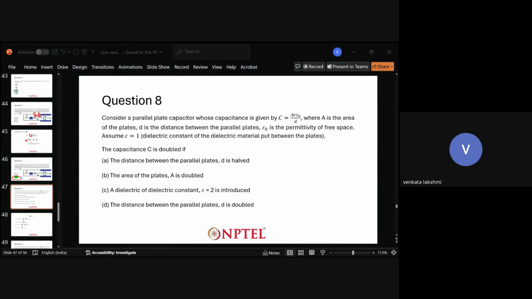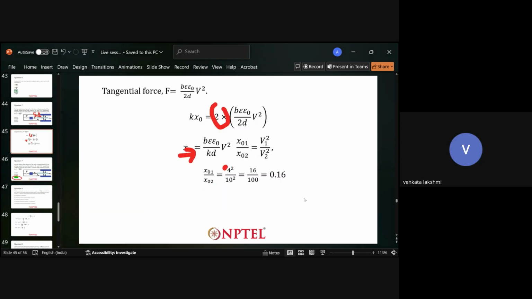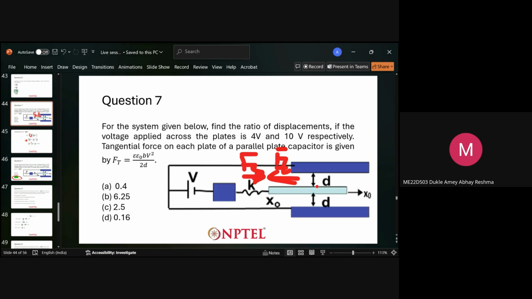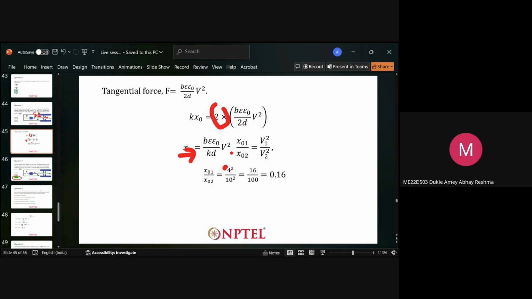So the previous problems, I just want to see the last part, sir, after calculating the force. Yeah, so you get the tangential force. So the tangential force acting on one plate. Okay, this is the F_t acting on one plate. Since we have to find it for both the plates, we are multiplying it by two.